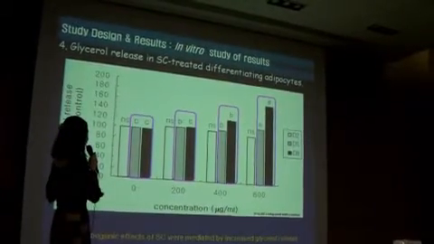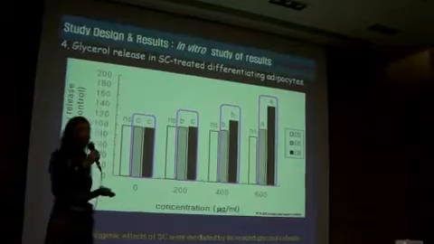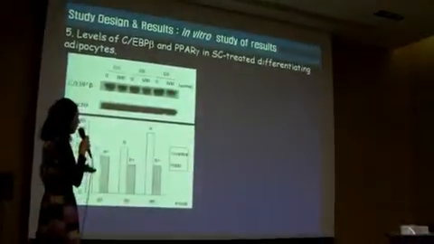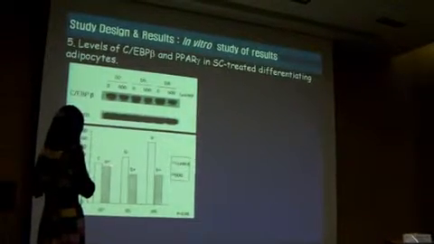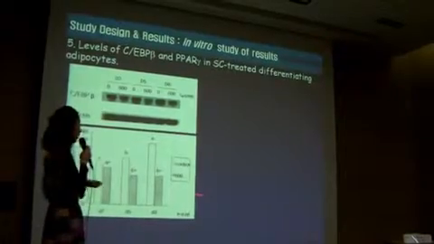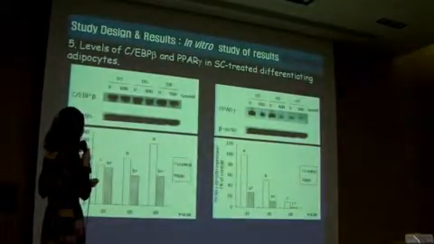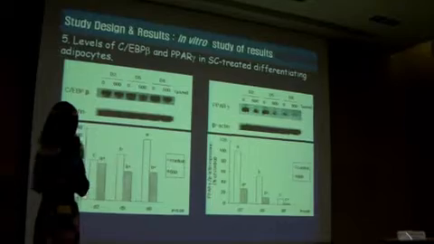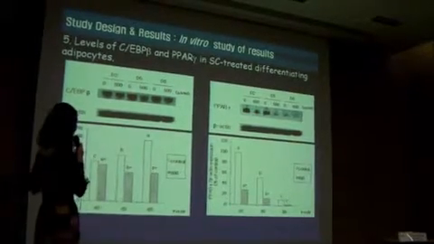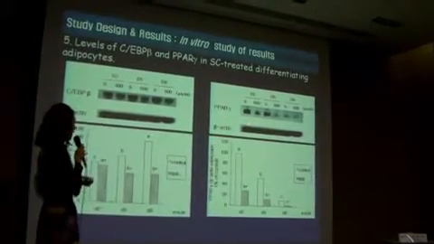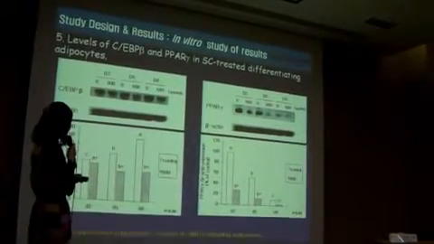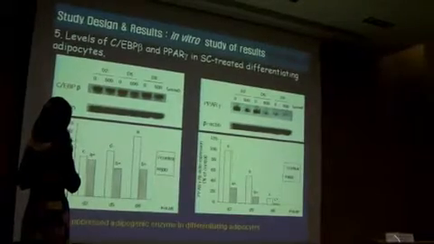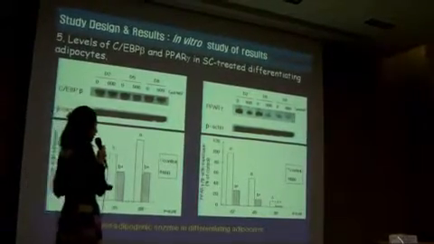On the next slide, I show the result of the expression of adipogenic enzymes. As you can see in this first figure, the 600 dose of SC-treated cells decreased compared with the control. At the same time, C/EBP-beta expression decreased. And at the same time, the expression of PPAR-gamma also decreased in a time-dependent manner. So the result suggests that SC suppressed the adipogenic enzymes in differentiating adipocytes.